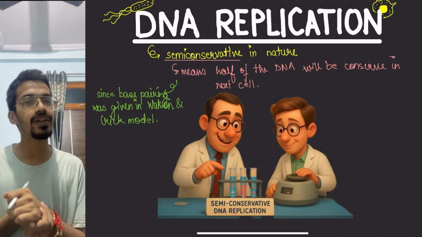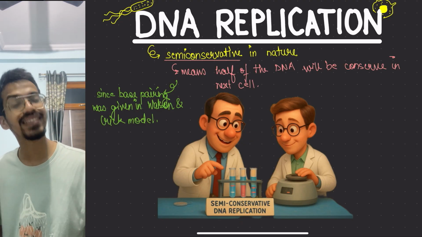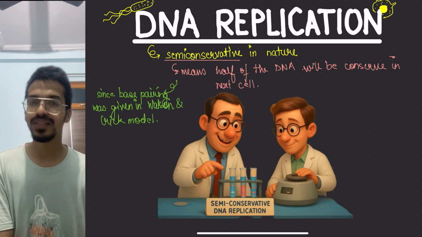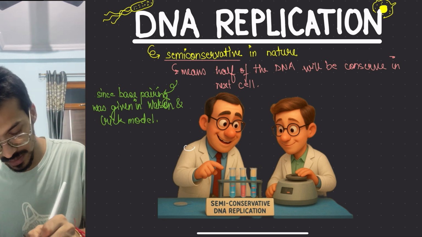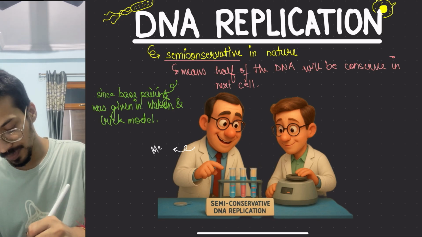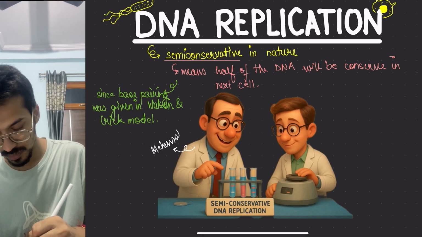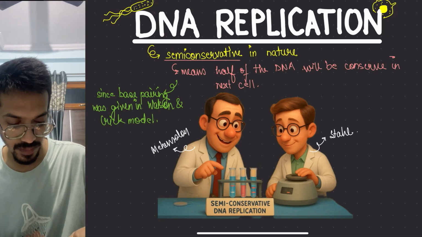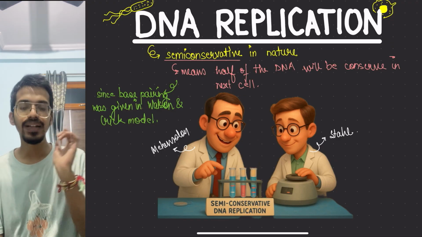So who gave the experimental verification of them? These two scientists, the researchers. They are Meselson and Stahl. So we're going to name one as Meselson and one as Stahl. These two gave the experimental verification for the semi-conservative.